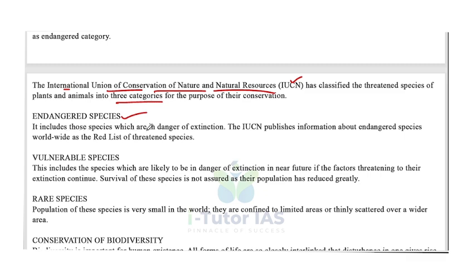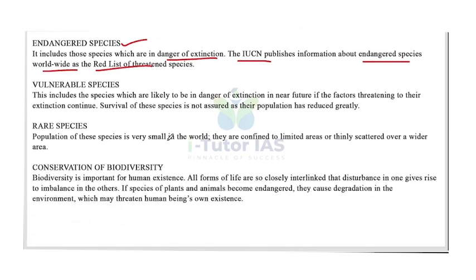It includes those species which are in danger of extinction. The IUCN publishes the information about endangered species worldwide as the Red List of Threatened Species. Second one is the vulnerable species. This includes the species which are likely to be in danger of extinction in the near future if the factors threatening them continue. Survival of these species is not assured as their population has reduced greatly.